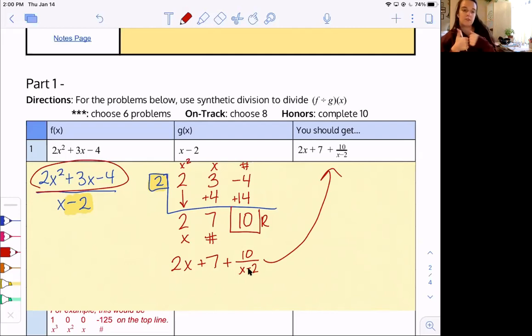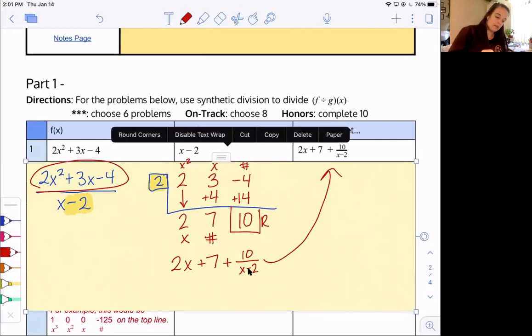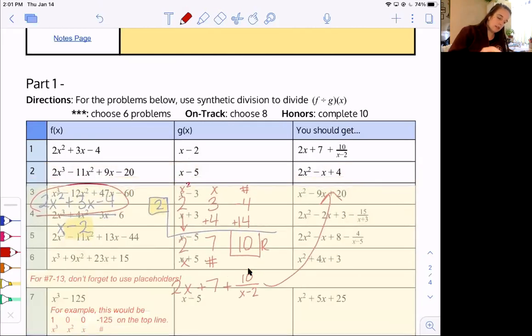Nice. Do we have any questions on number 1? Doing all right? All right. Cool. I'm going to move this down here so we can see number 2.